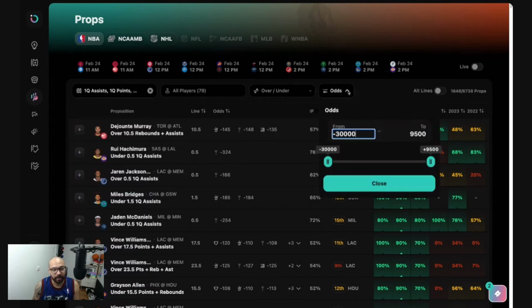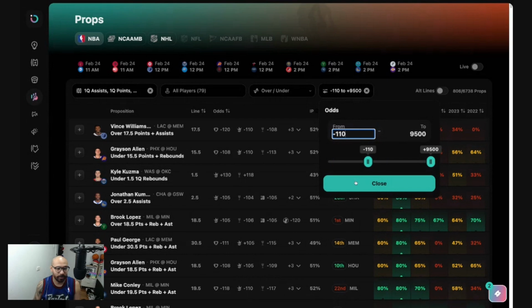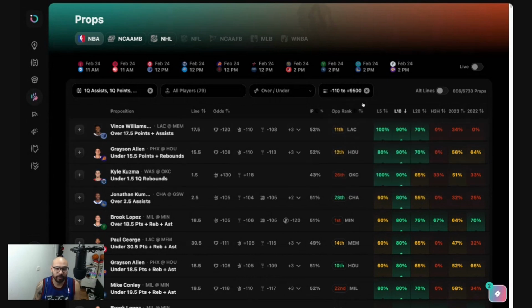And my favorite feature of this is filtering by odds. So as you know, I don't like to take any old prop, any old over and under. I really like to filter it by minus 110 odds. Sometimes I even go plus 100 because I'm really about that value. So those are the main filters I set up.